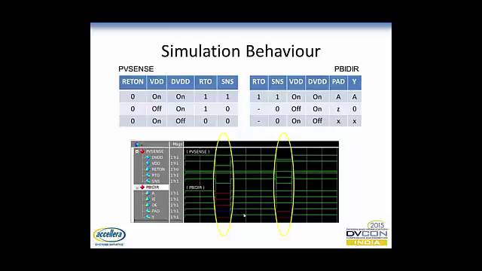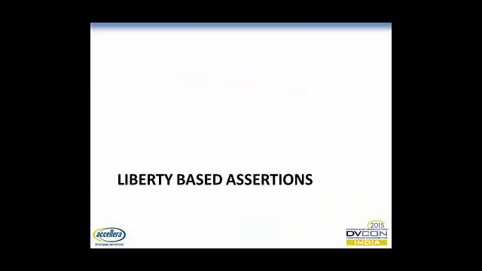The same is seen in the waveform as well. You can see that here the pad is shown in blue color, that is the Z state, whereas when DVD is going down, both are in red, that is the X state. So this way we are able to get the power level behavior for the normal IO cell.